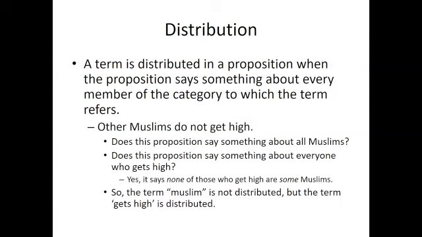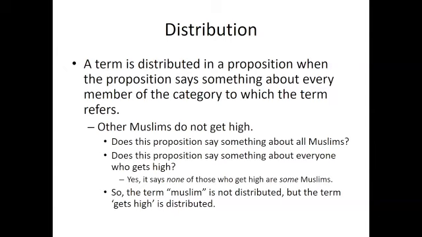Okay, and another one. Other Muslims do not get high. Does this proposition say something about all Muslims? The answer to that question is no, right? Again, that's just some Muslims. Some Muslims do, and some Muslims do not.